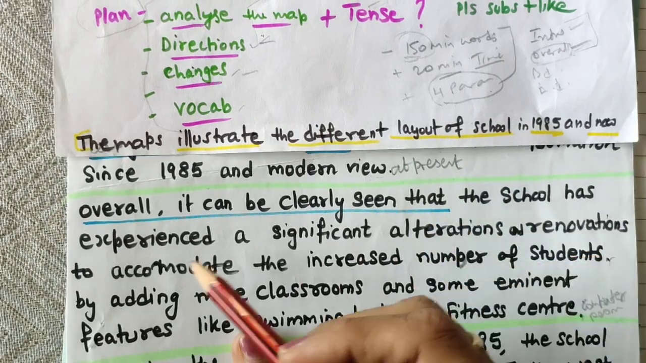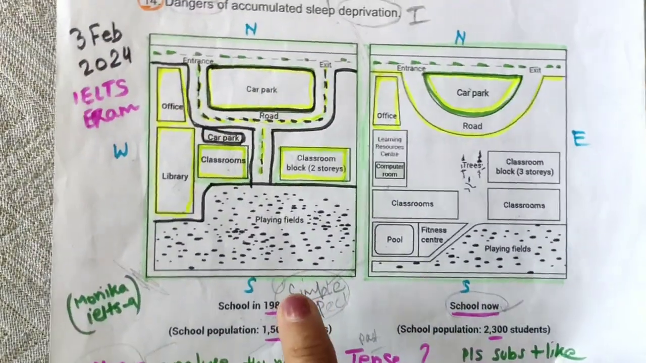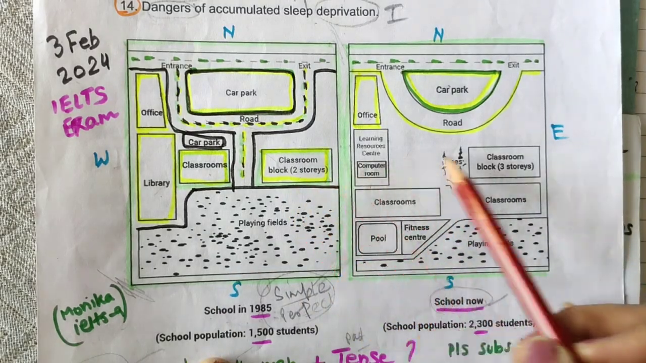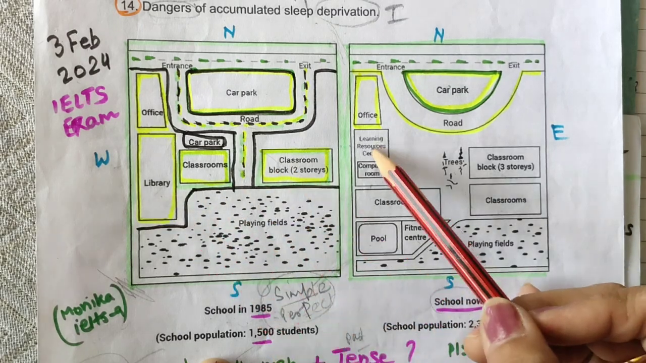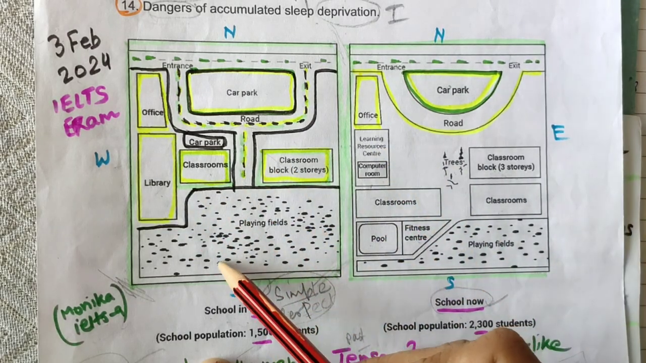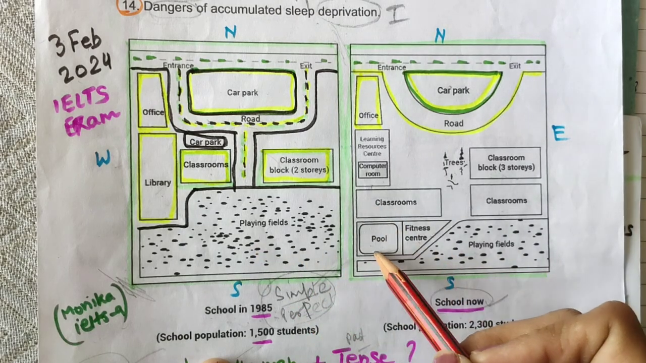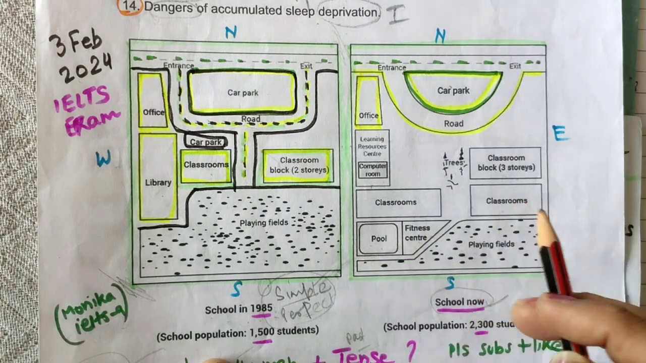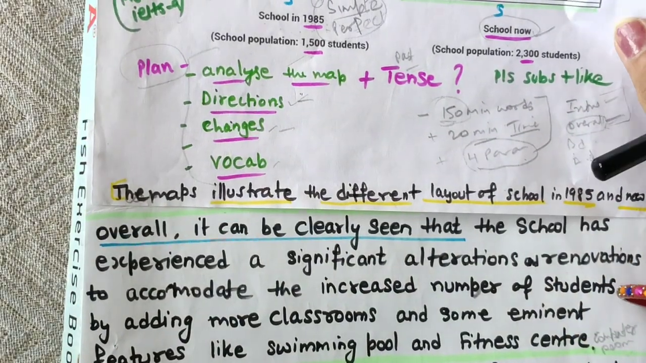So the overall paragraph. What have we noticed in this map? You can see they have added more classrooms, the library has been converted into a computer and learning center, and they have shortened the playing fields. Instead, they have created some facilities, a pool and fitness center also. So these are the major things we have noticed. Let's write the overall.